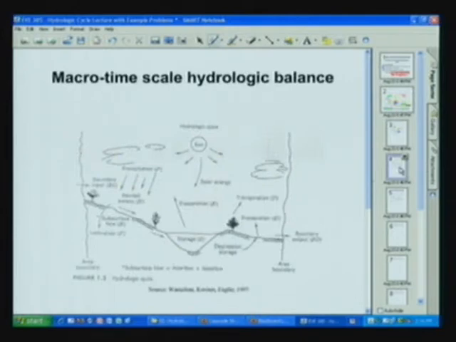Then this is out of Wanielista, Kersten, and Eaglin, which is a nice text as well on hydrology. I've chosen to use this because I've set this up from an engineering perspective with a set of boundaries. On the left, we have a boundary, and since the land is downsloping, water will be moving in across that boundary. On the right side, we have an outflow boundary, with flow going out that way since it's downsloping.